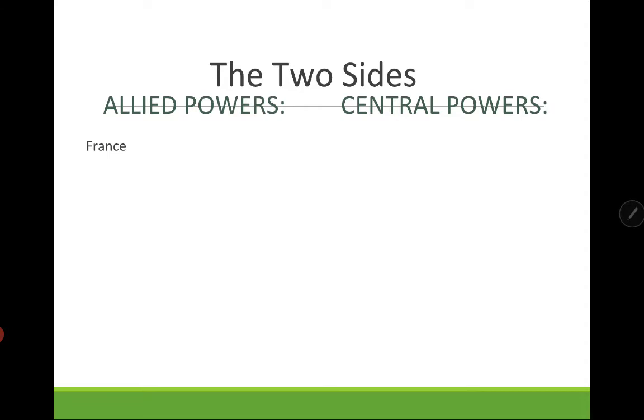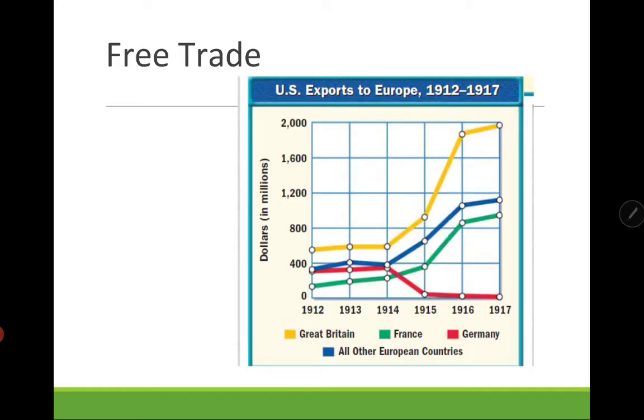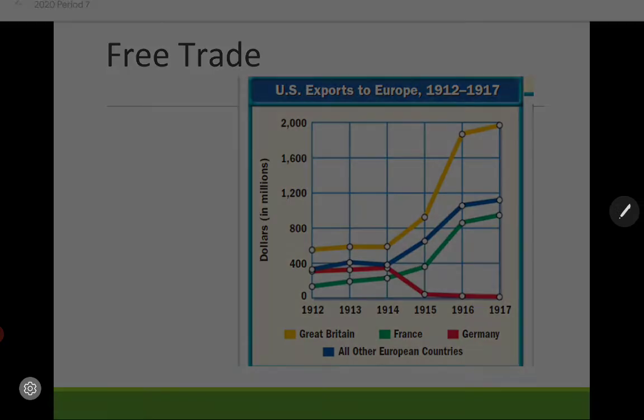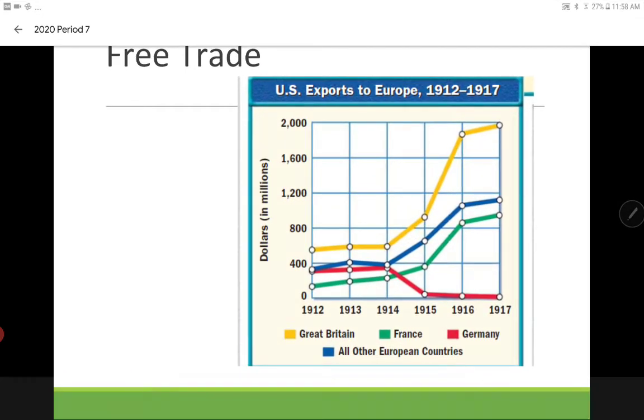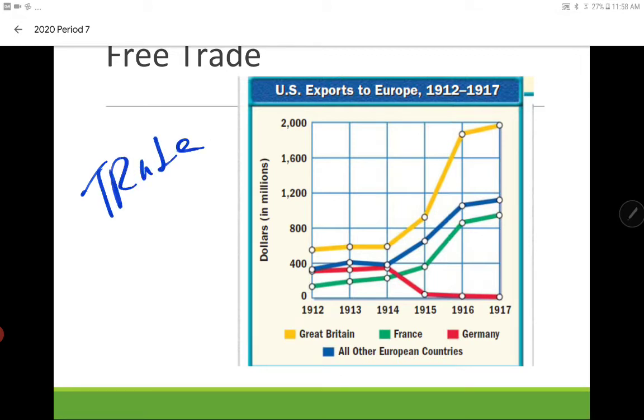The two sides are going to be France, Great Britain, Russia, and then later the U.S. and Italy, against Japan, Germany, Austria-Hungary, and the Ottoman Empire, right? But what we have to look at when we talk about being neutral is our trade policies. We believed that we could trade at the same time we were going to remain neutral.